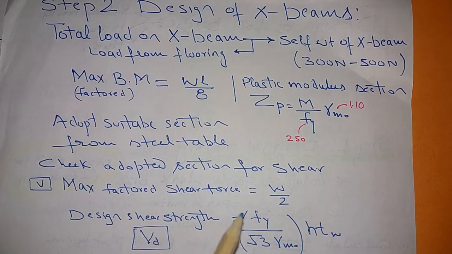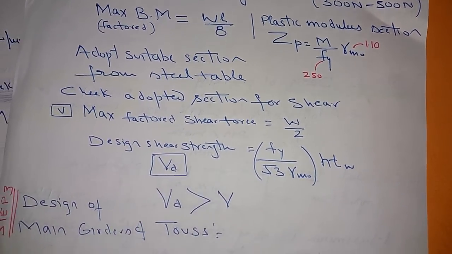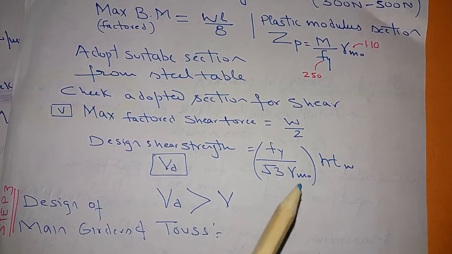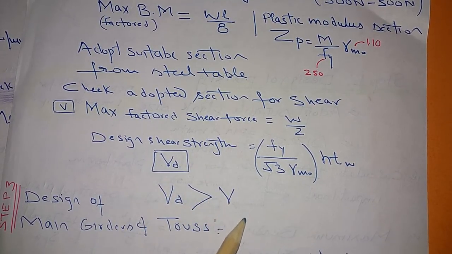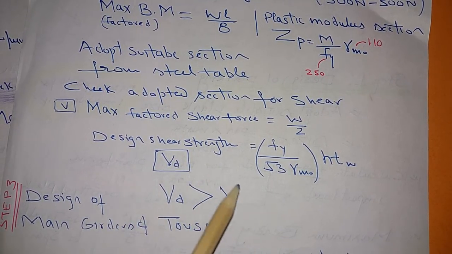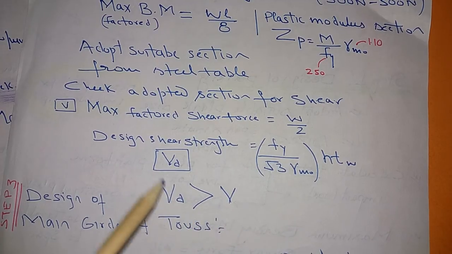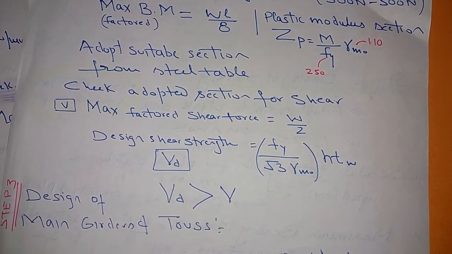So maximum factored shear will be W by 8. Then the design shear must be more than your factored shear. In this case, design shear will be Fy upon root 3 gamma m into h into Tw. H and Tw are the height and thickness of the section. This is the criteria which you have to follow, and if it is satisfied, then your cross beam section is also safe.